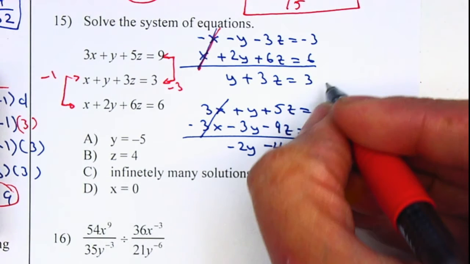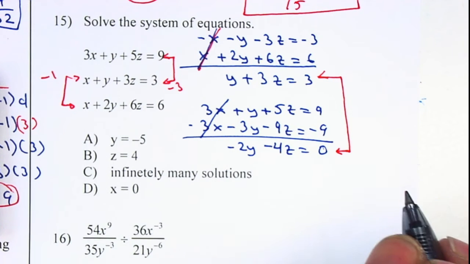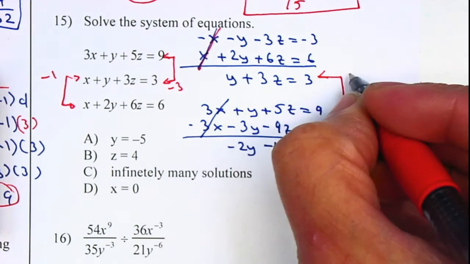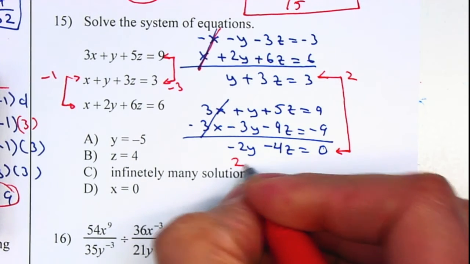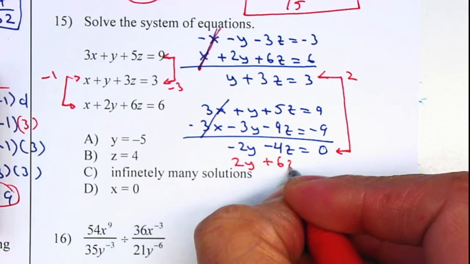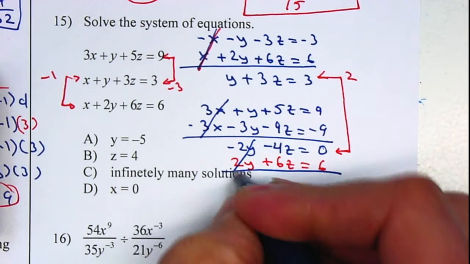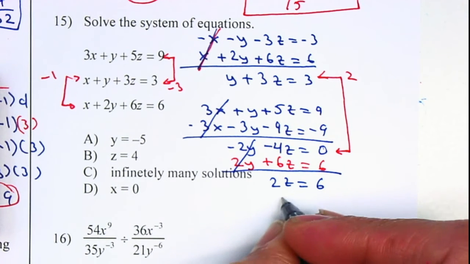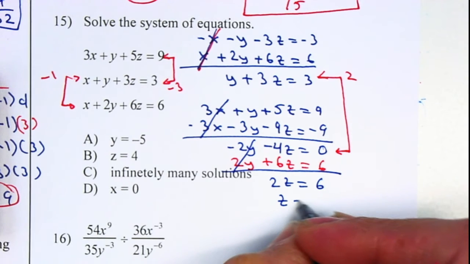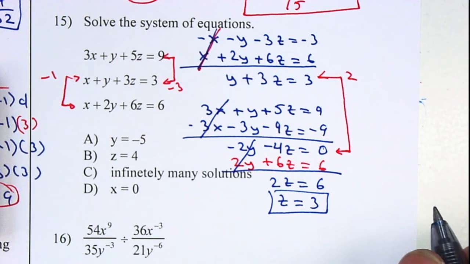Now, I want to take both equations and I want to cancel the y's or the z's. So I'll multiply this one by 2 and I'm just going to place it underneath. So it'll give me 2y plus 6z is equal to 6. That cancels, so we have 2z is equal to 6. Divide by 2, z is equal to 3.